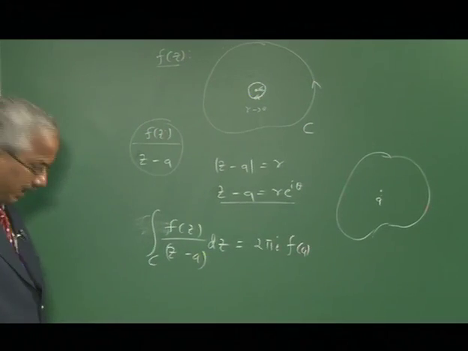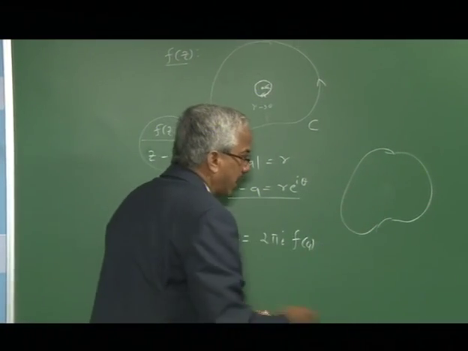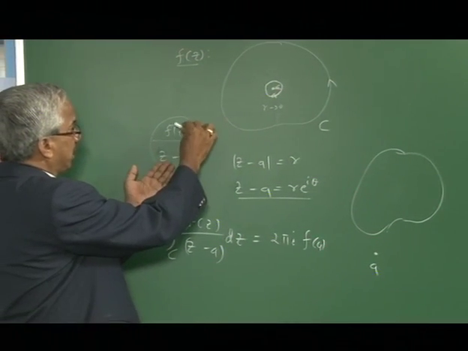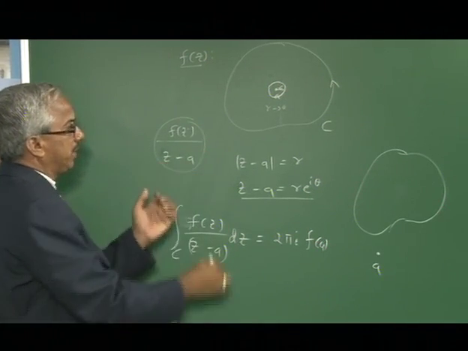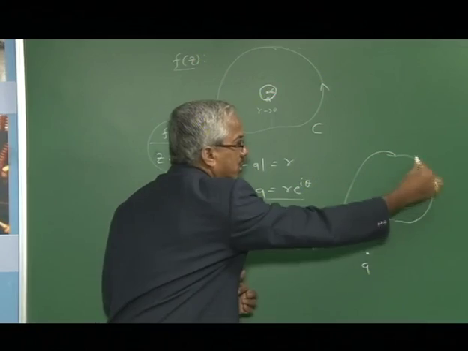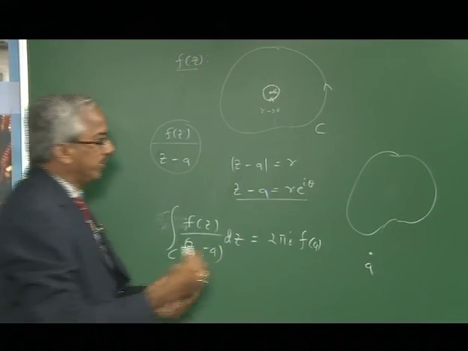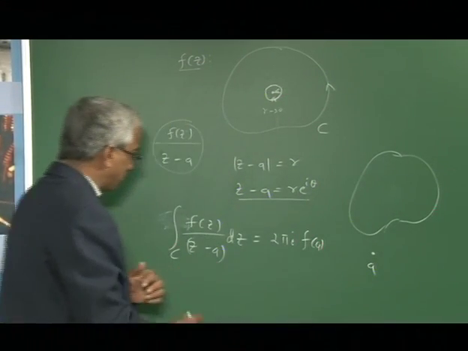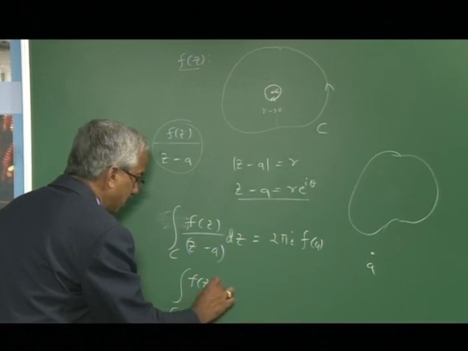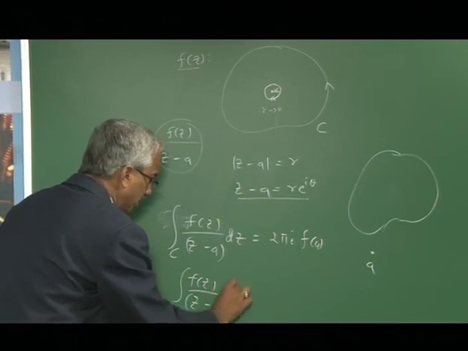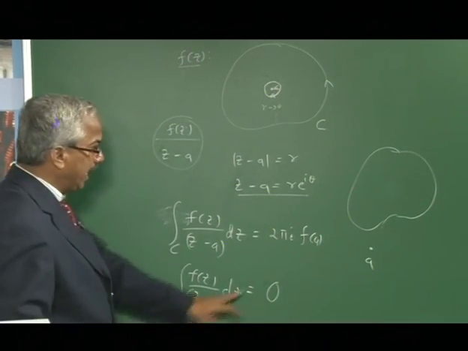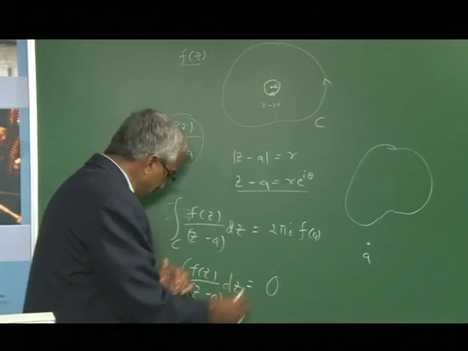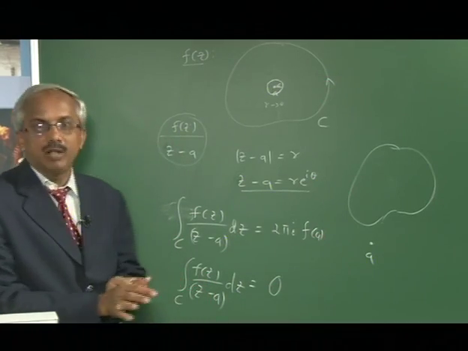Suppose the point lies outside. Then the ratio of the complex functions f of z divided by z minus a is analytic on this curve and also inside this curve. Therefore, this satisfies the conditions of Cauchy's theorem, and the integral of f of z divided by z minus a dz is equal to 0 when a is a point outside the simple closed curve. So these results are very important for solving problems.